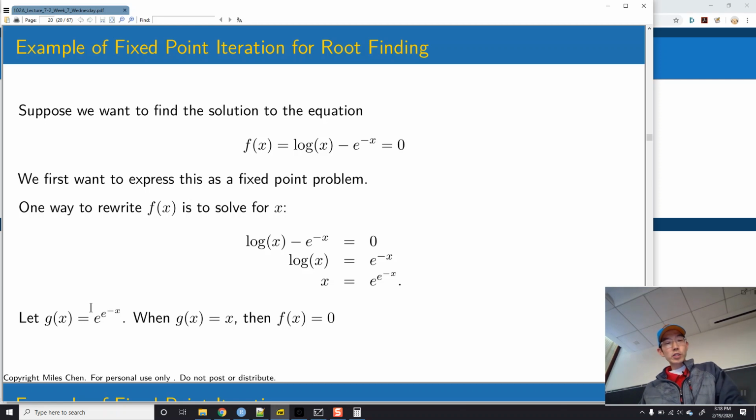And basically, when g of x is this, if we can say e to the negative x is equal to x, then that means f of x is also going to be 0, because they're basically the same equation, just expressed a little bit differently. So when this is true, then this also has to be true. So if we can figure out the fixed points of g of x, which is where g of x is equal to x, then we also know f of x will also be 0.